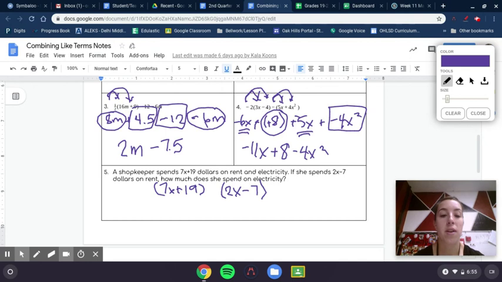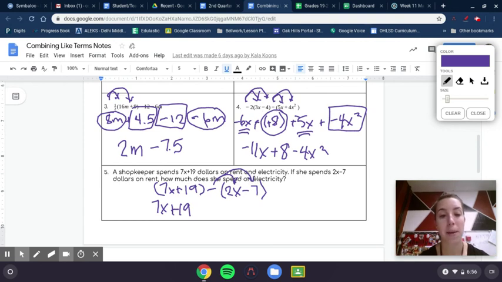So if this 7x plus 19 was the total rent and the electricity, and this 2x minus 7 is just the rent, that means that I'm going to have to subtract these two to figure out what just the electricity is. And notice that I'm subtracting the whole expression, which means I'm going to have to distribute that negative to the second set of parentheses. So I'm going to keep my 7x plus 19 because that stays the same. There's nothing in front. I don't have to distribute anything. But the negative in front of the second set of parentheses is going to be distributed.